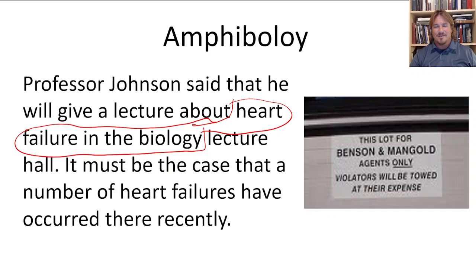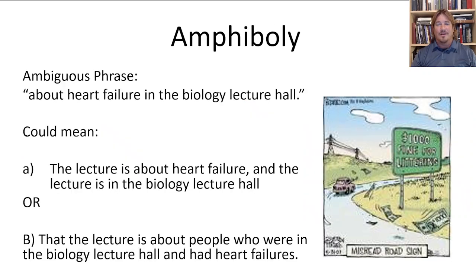So it's ambiguous. Look at this sign. The sign does the same thing. This lot is for Benson and Mangold agents only. Violators will be towed at their expense. So if I park in this lot and my car gets towed, who pays? The sign says it will be paid at their expense. Does that mean it's paid by Benson and Mangold? Or does their refer to me, the guy who parked there? It's ambiguous. Could mean one or the other. And the sign's not clear. That's what makes it kind of funny or ambiguous.